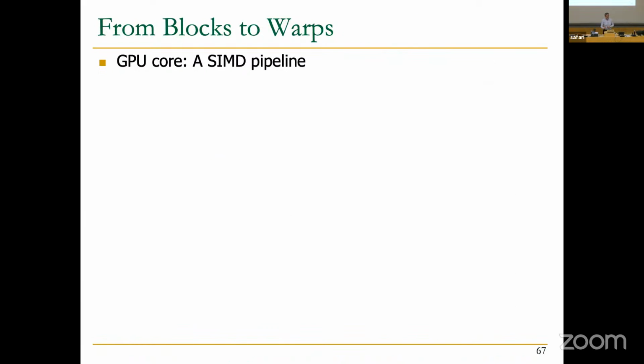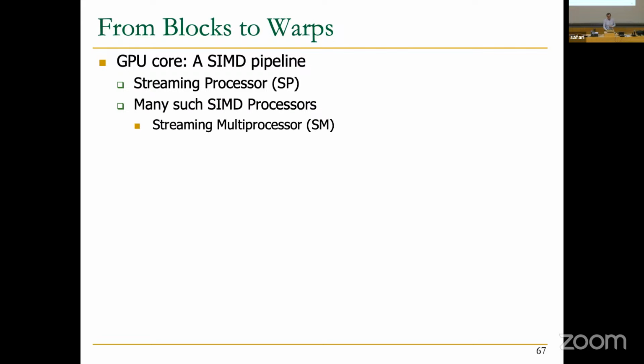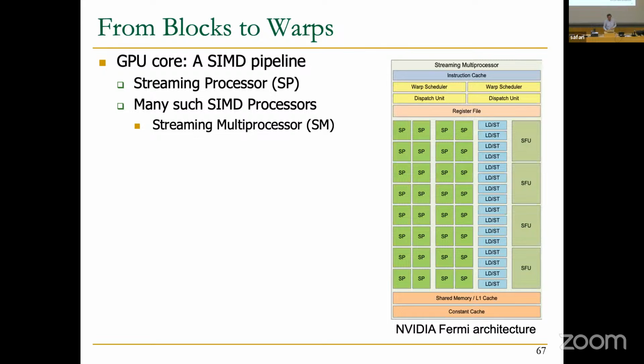Okay, so I mentioned these blocks. How do you get from blocks to warps? If you look at a GPU core, it's essentially a SIMD pipeline. In a modern GPU, it's called a streaming processor. Again, you may hear these terms. They're fancy terms, but essentially a streaming processor is a SIMD pipeline. And a modern GPU has many such processors, called a streaming multiprocessor. I'm going to show you a breakdown of old and new GPUs soon. But it looks like this.